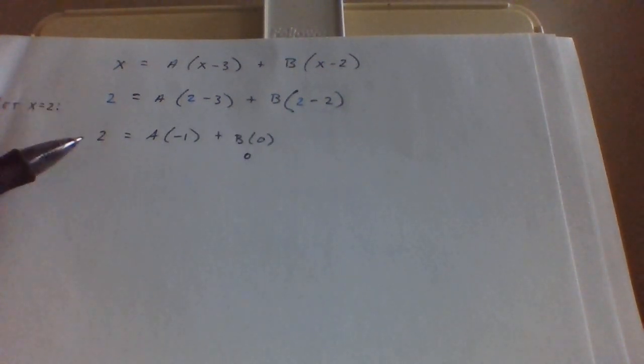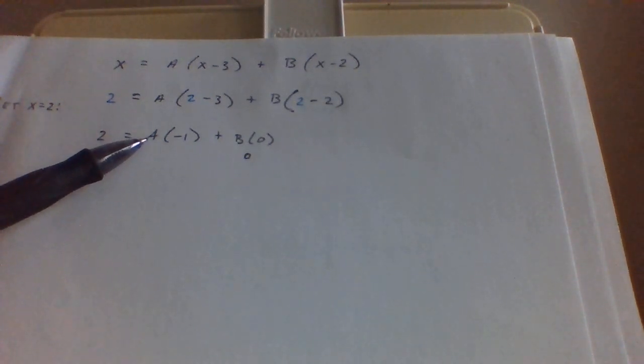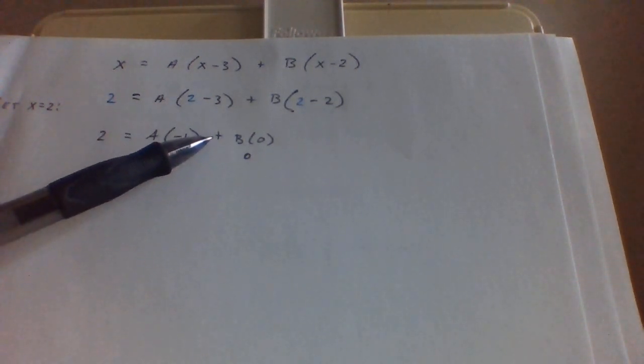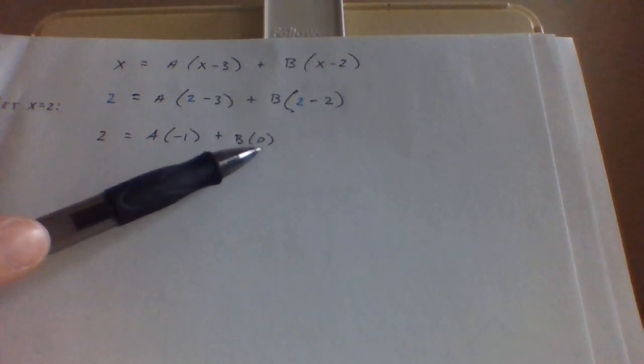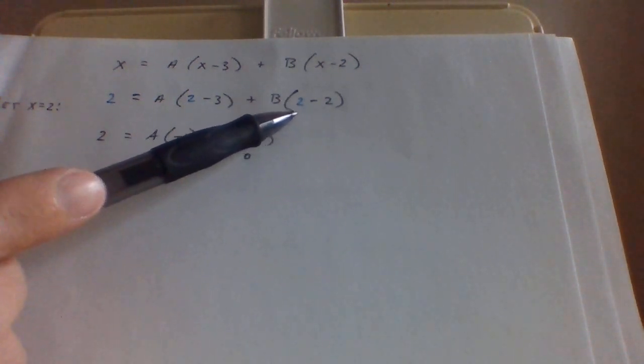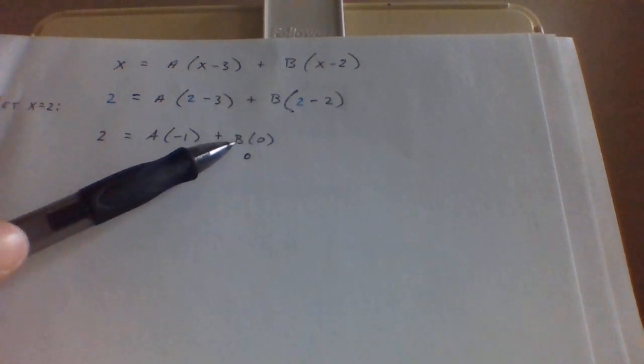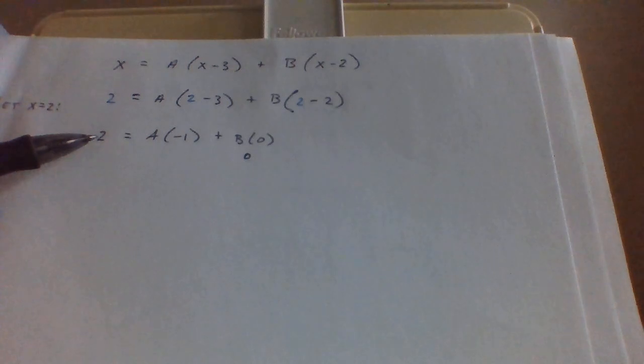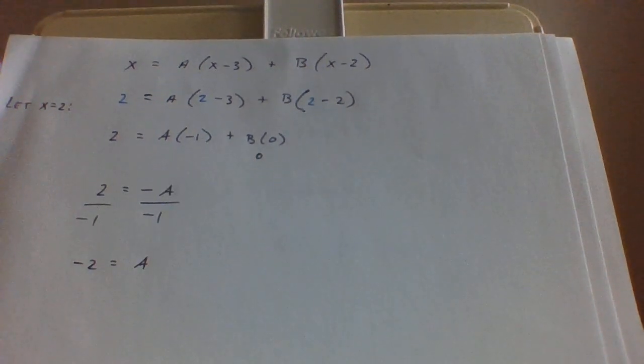So when I simplify, I'm going to get 2 equals A times negative 1. That was my 2 minus 3 piece, plus B times 0. The 0 came from doing the 2 minus 2. So 0 times B is just going to give me a 0 right back, so this whole piece is going to disappear. I'll be left with the equation 2 equals negative 1 times A. And my A value in this case is going to be equal to negative 2.